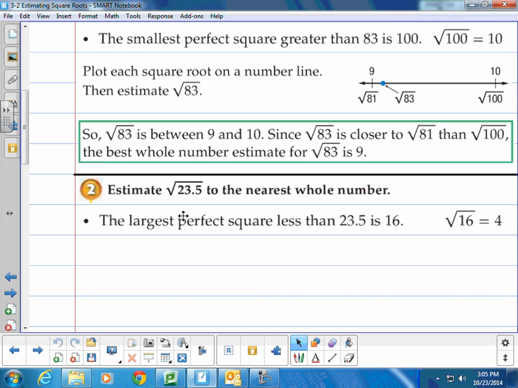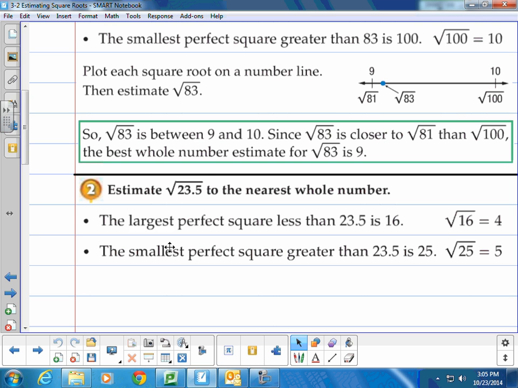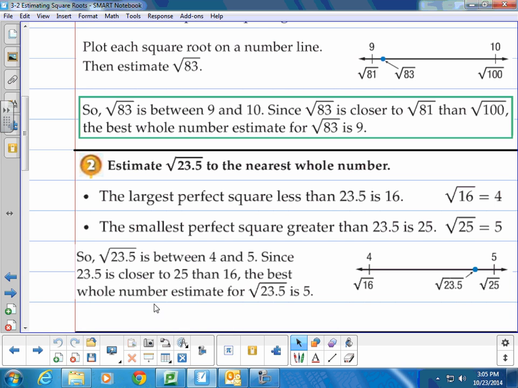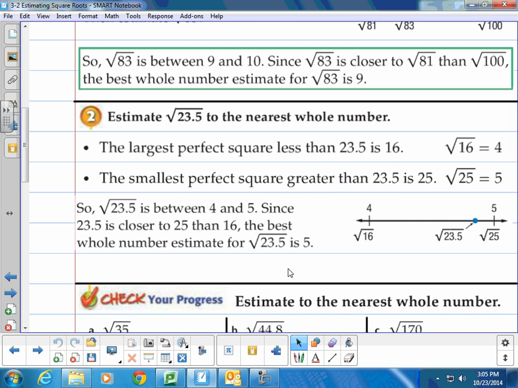The largest perfect square that's less than that is 16, for a square root of 4. The smallest perfect square greater than 23 and a half is 25. So my square root is somewhere between 4 and 5. And when I put it on a number line, 23 and a half is much closer to 25 than it is to 16. So I would round up, making the square root of 23 and a half between 4 and 5, but the best whole number to estimate to is 5.